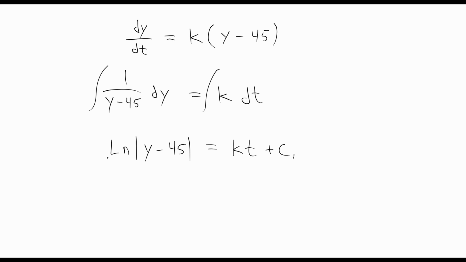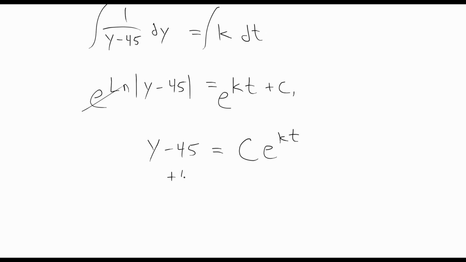I'll let both sides of the equation become an exponent of an e. That'll cause these to cancel, and we get this. Finally, add 45 to the other side, and we arrive at the general solution to the differential equation.